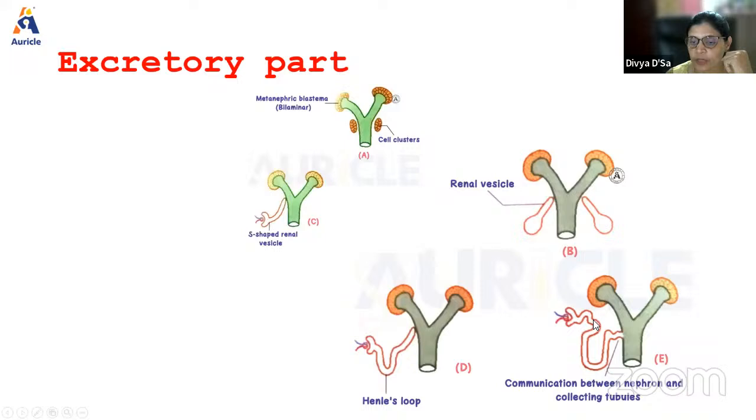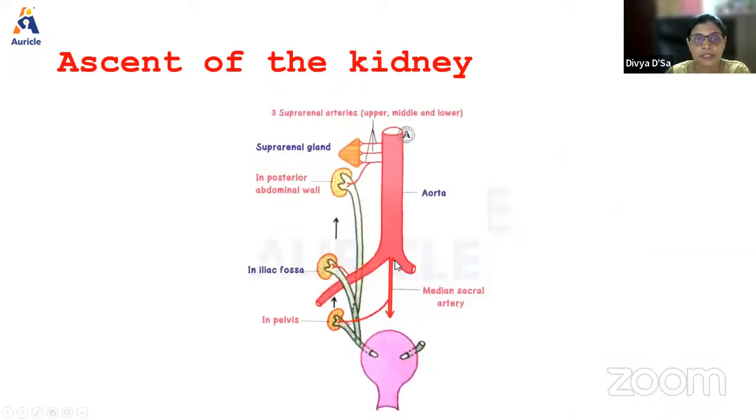So this initial portion forms the proximal convoluted tubule. Then we have the loop of Henle and the limbs of Henle, and then the distal convoluted tubule, and this portion becomes the collecting duct. From each of these, nephrons will develop. So nephron is the excretory part. From the metanephric blastema, the excretory part, which we call the nephron, develops. That is how the kidney develops.